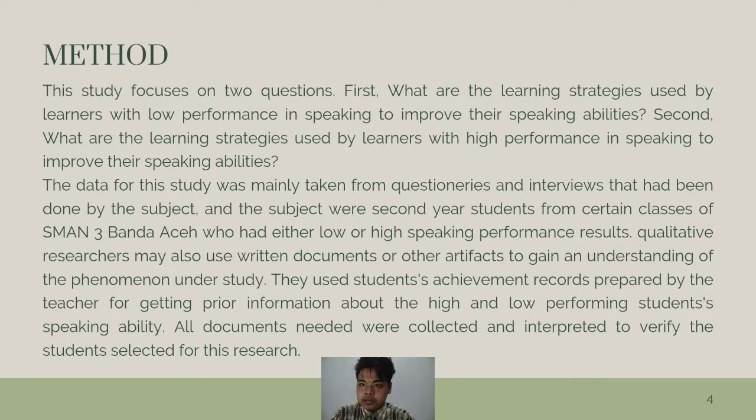experience with this thing. The qualitative researchers may also use written documents or other artifacts to gain an understanding of the phenomenon under study. They used students' achievement records prepared by the teacher for getting prior information about the high and low performing students' speaking ability. So the achievement records were prepared so they can give additional information about the students. All documents needed were collected and interpreted to verify the students selected for this research.